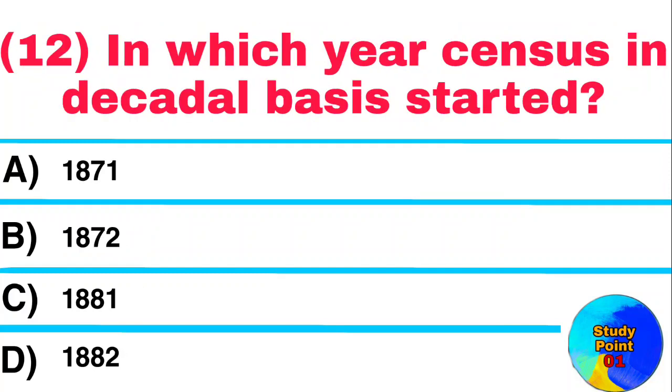Question. In which year census in decadal basis started? A. 1871. B. 1872. C. 1881. D. 1882. Answer. 1881.